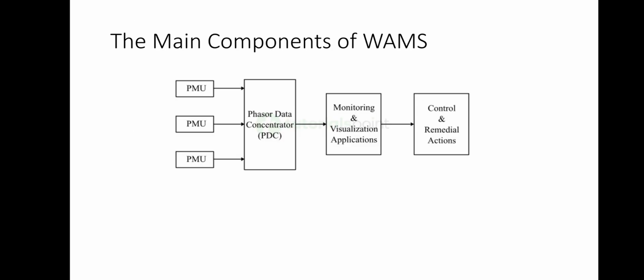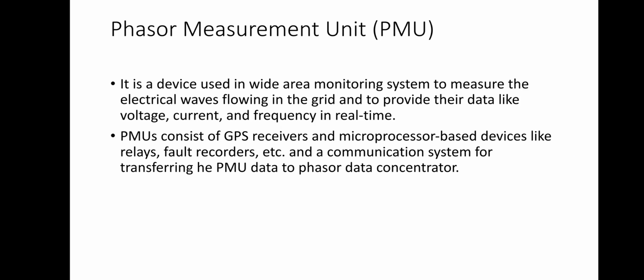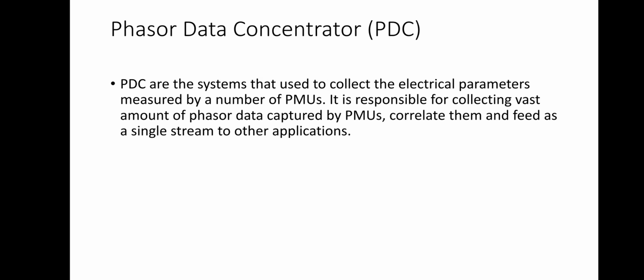The main components are PMU, phasor data concentrator, monitoring and visualization applications, and control and remedial actions. First, PMU. The PMU means phasor measurement unit. It is a device used in wide area monitoring system to measure the electrical waves flowing in the grid and to provide their data like voltage, current, and frequency in real time. It consists of GPS receivers and microprocessor based devices like relays, fault recorders, etc. and a communication system for transferring the PMU data to phasor data concentrator.